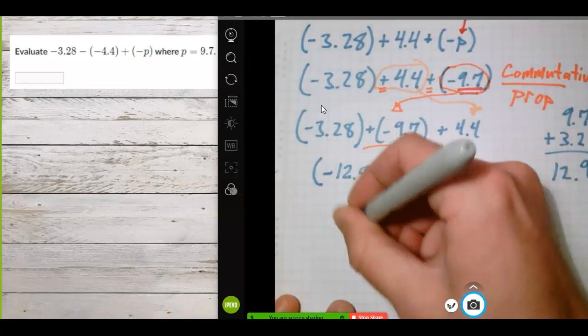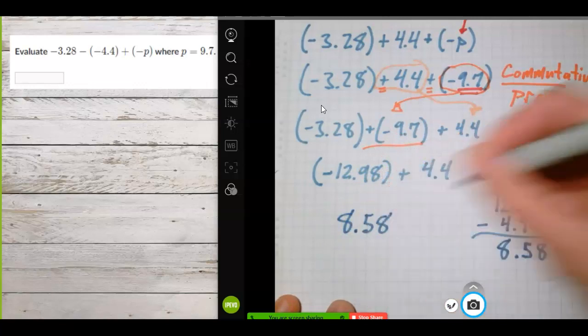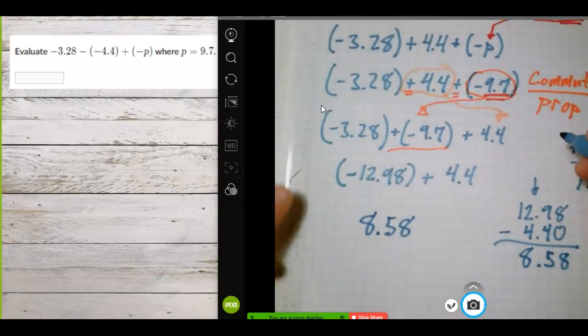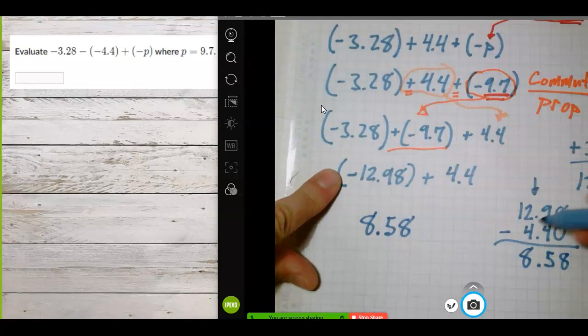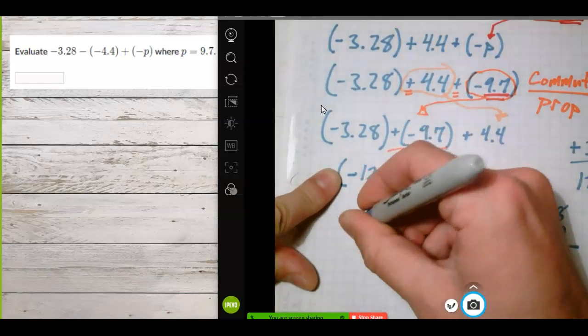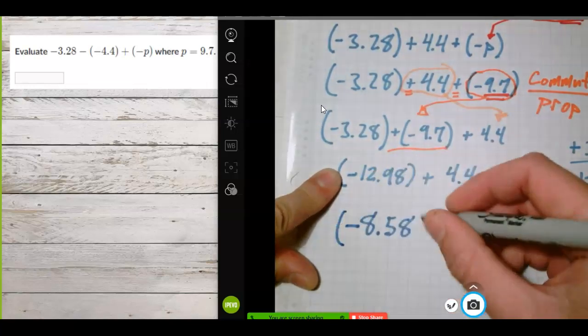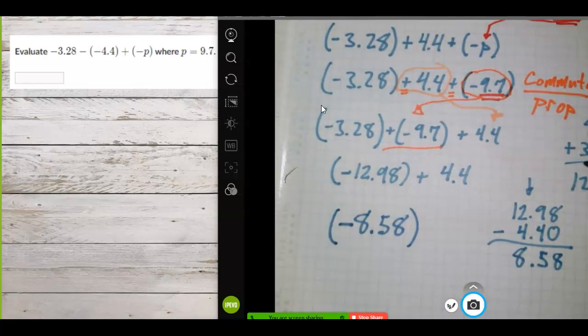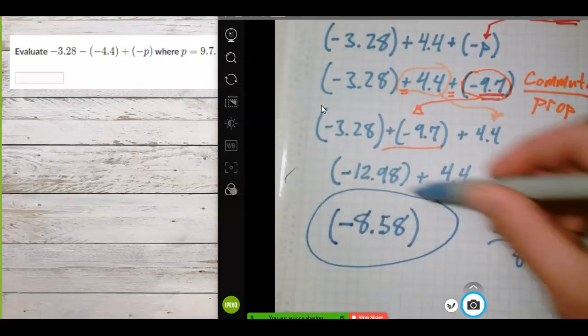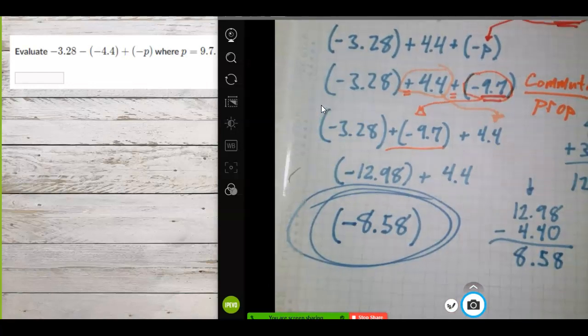So 8.58 is our answer, but since we said the bad guy is the one that's winning, our answer is negative 8.58. So our bad guys win by a strength of 8.58.